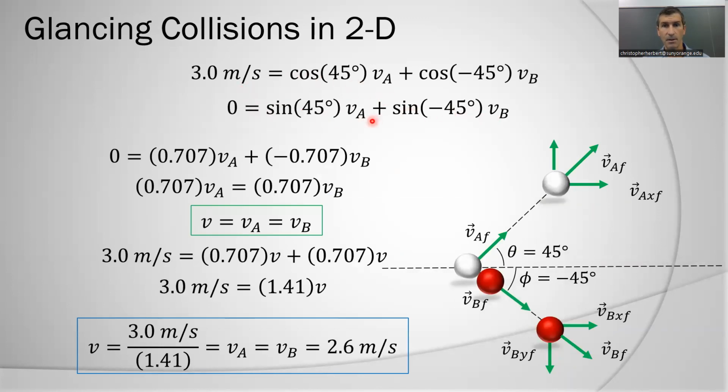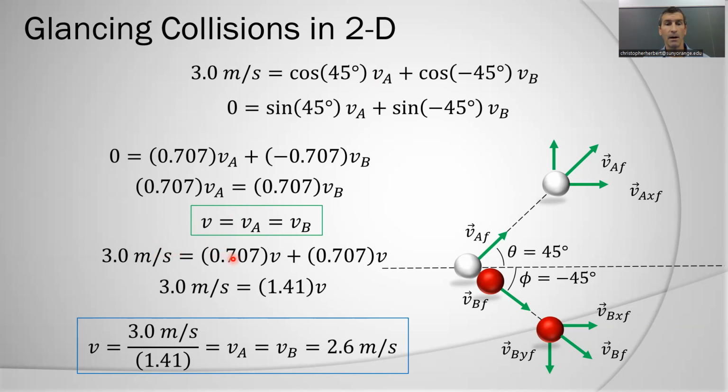Again, this equation becomes pretty obvious that VA equals VB. The sine of 45 degrees is 0.707. The sine of negative 45 degrees is negative 0.707. And of course, that just again proves to us that VA equals VB. So this equation gives us one of our relationships, that these are the same. Now I'm going to use this one right here to find out what VA and VB actually are, because now they're just V, they're the same quantity. And here, again, we have 3 meters per second.